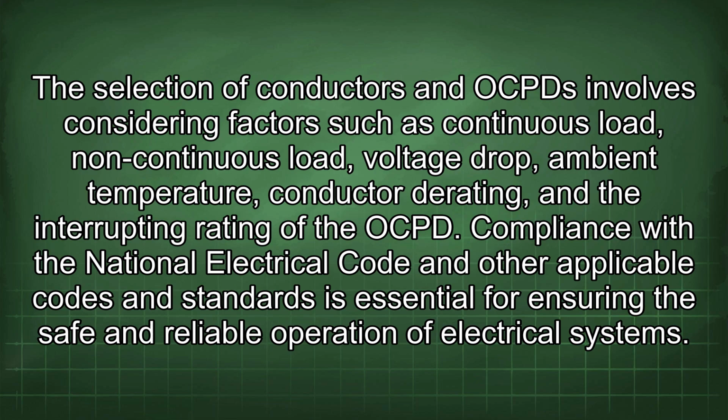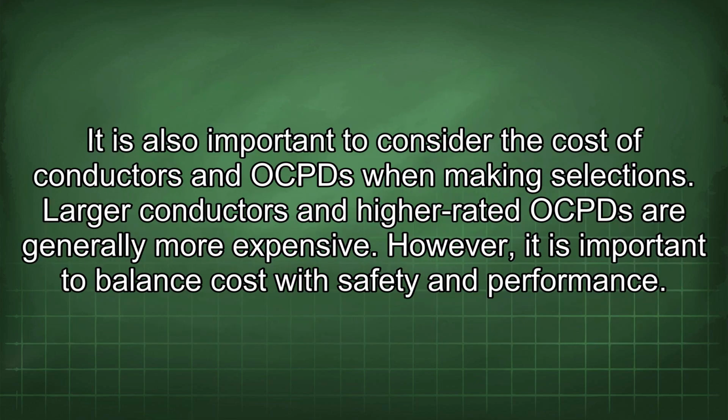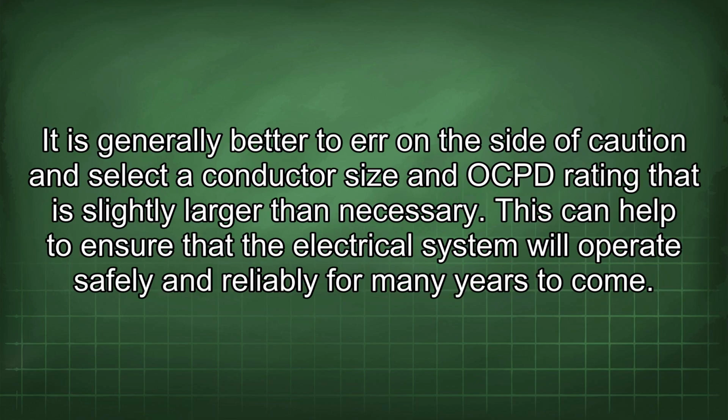It is also important to consider the cost of conductors and OCPDs when making selections. Larger conductors and higher-rated OCPDs are generally more expensive. However, it is important to balance costs with safety and performance. It is generally better to err on the side of caution and select a conductor size and OCPD rating that is slightly larger than necessary. This can help to ensure that the electrical system will operate safely and reliably for many years to come.